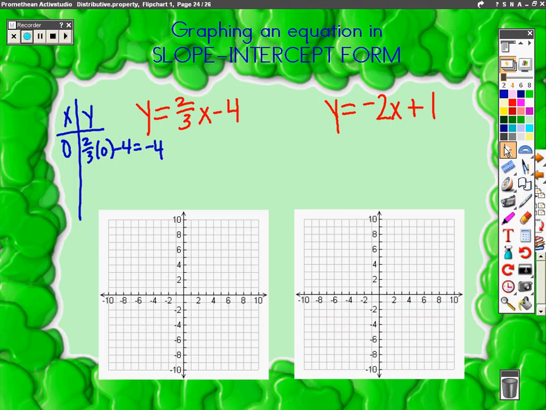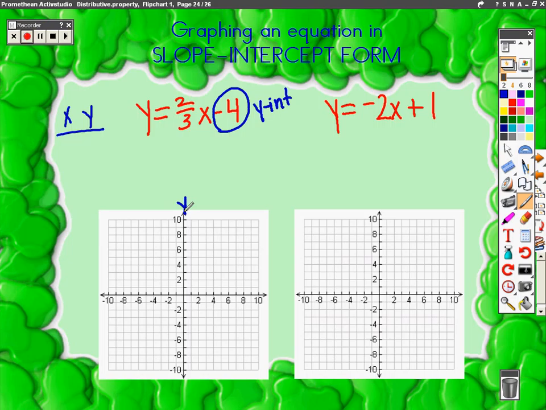However, I do want you to know that that could take a long time, and if you were given an equation in this form, you could easily just graph this in slope-intercept form. So let's talk. This -4 is your y-intercept. So I'm going to go along on the y-axis, and I'm going to go down to -4, and I'm going to plot a point.